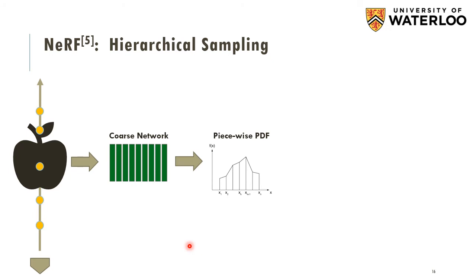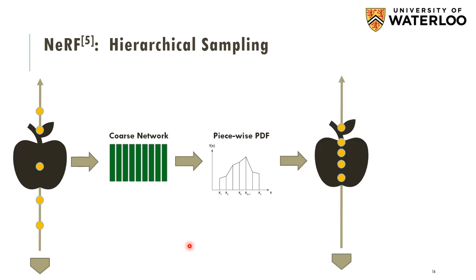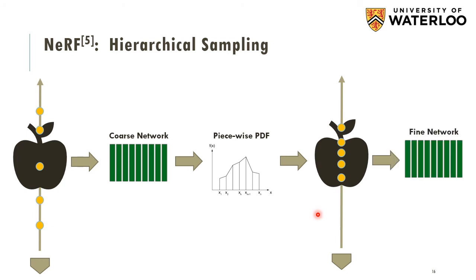Based on this probability distribution, we take samples again, but this time at points that have higher probability of having higher volume densities. This allows us to take much finer sample points at locations that would most probably lie within the boundaries of objects. These fine sample points are then passed through another network, called the fine network, to produce the volume densities and the colors for these points too, and at the end produce a final color for the pixel using the fine network and the coarse network.